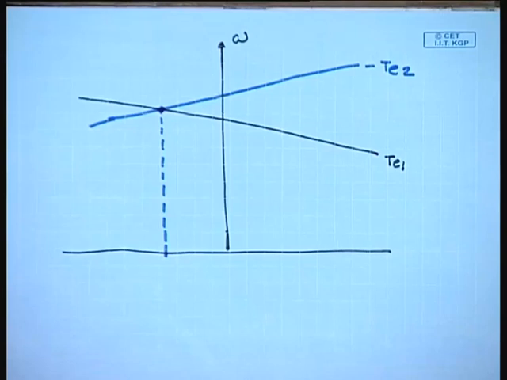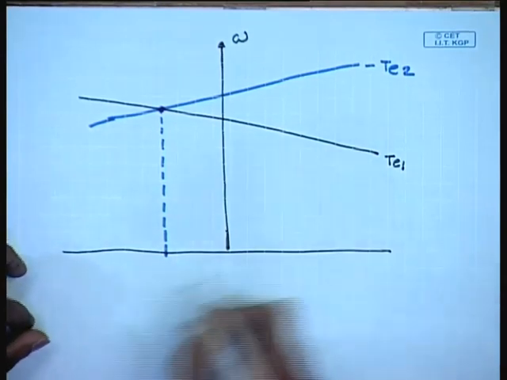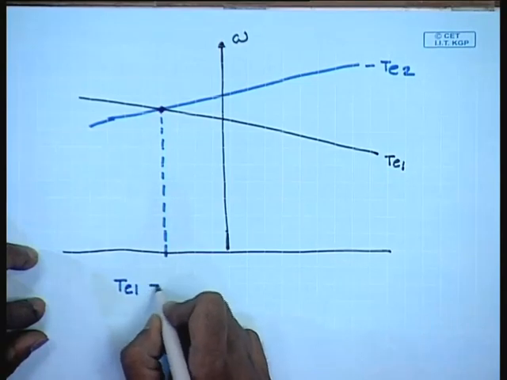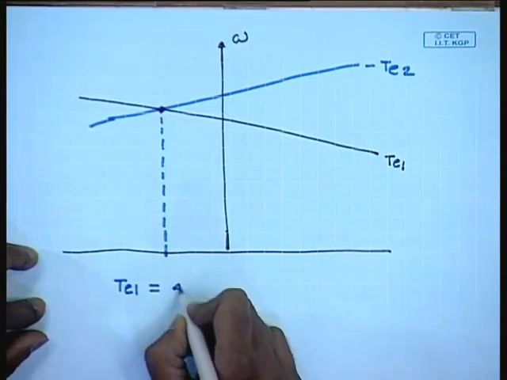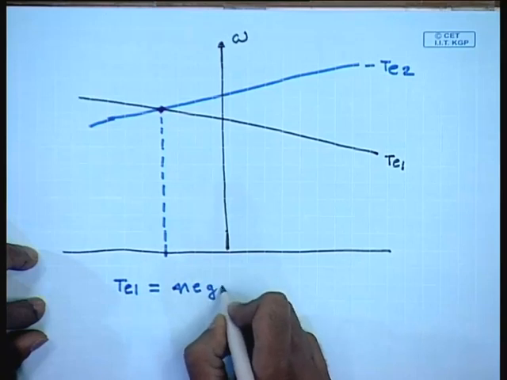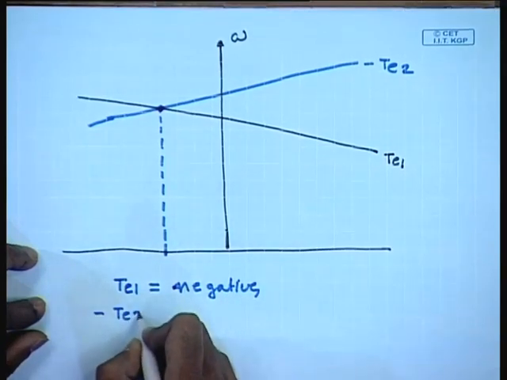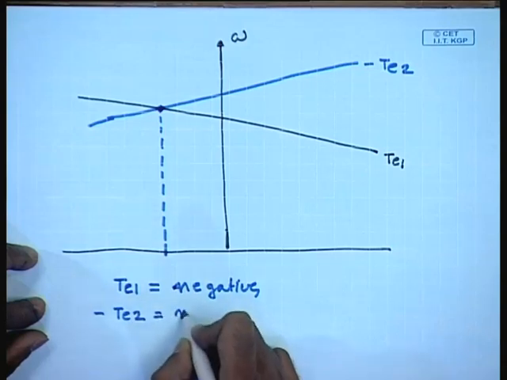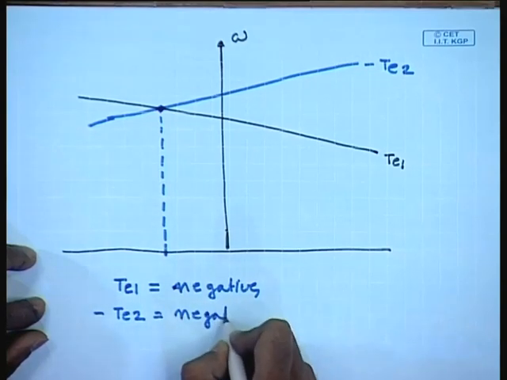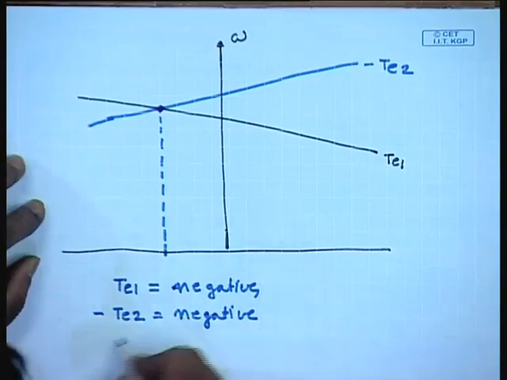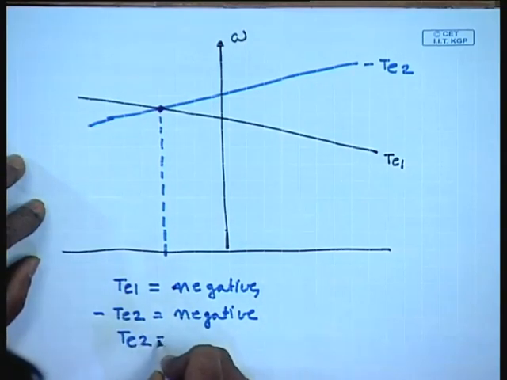So, actually in this case we will have TE1 negative and minus TE2 negative, that means TE2 is positive.